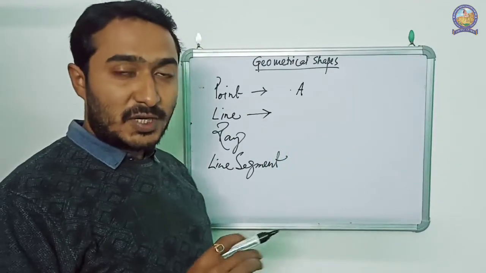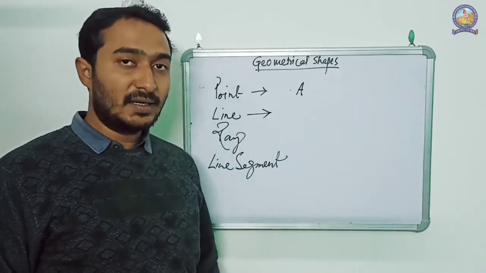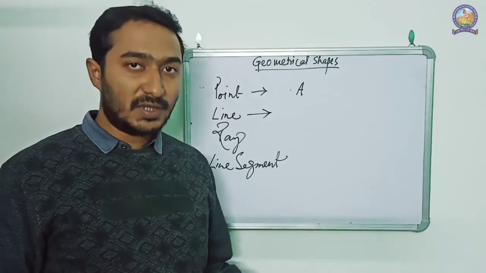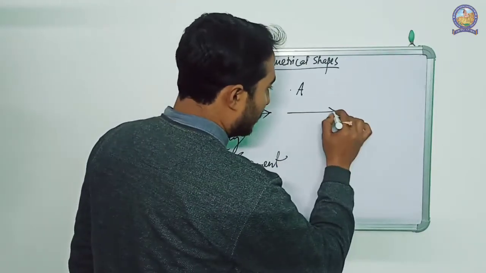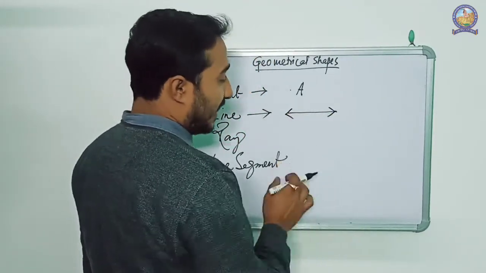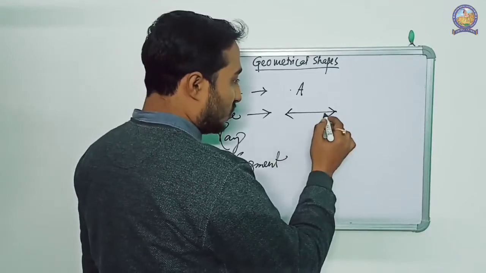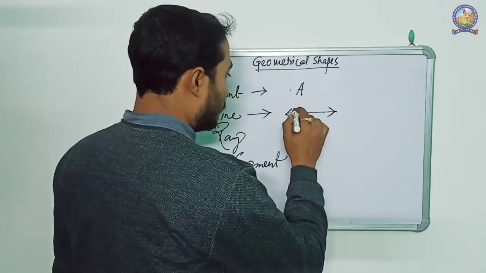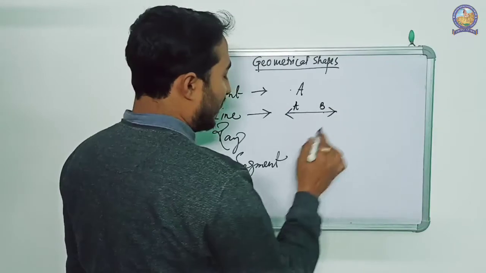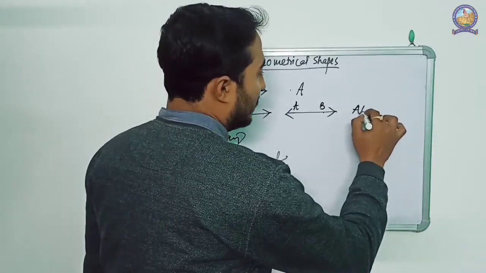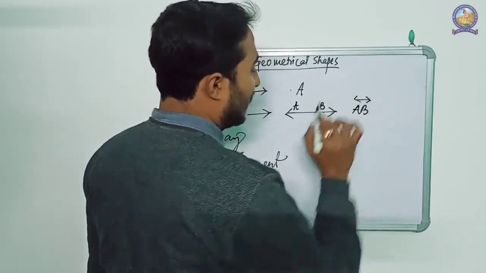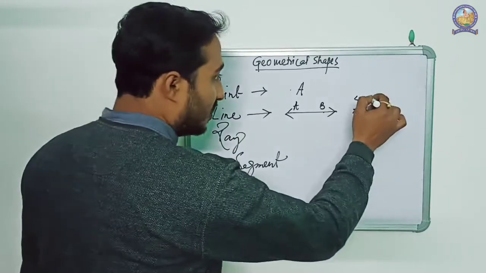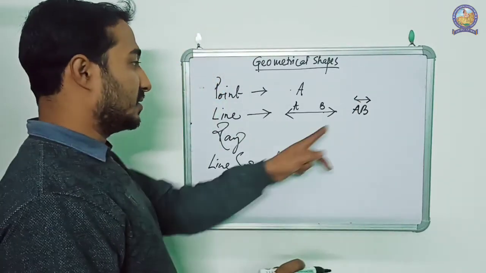A line is a straight path of points extending endlessly in both directions. So we denote it in this way. It is a line and we take 2 imaginary points A and B on the line, and we denote it like this, AB. This arrow implies that this is a line.